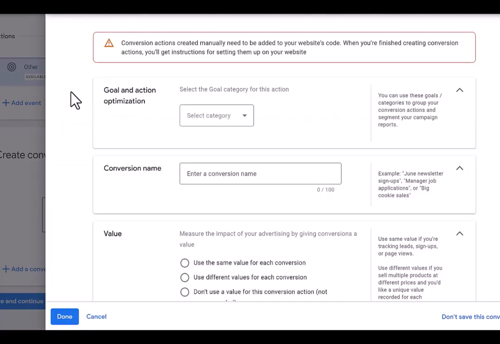A conversion action in Google Ads is an action that a user takes on your website that you consider valuable, such as a purchase or filling out a lead form or subscribing to a newsletter. By tracking these actions, you can measure the effectiveness of your ad campaign and optimize them to drive more conversions.